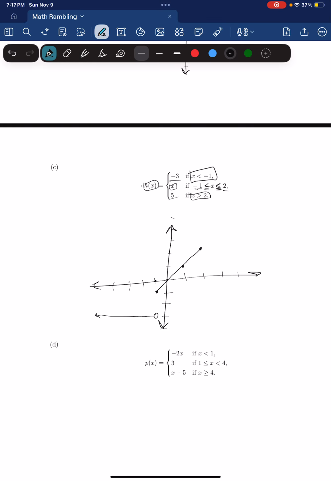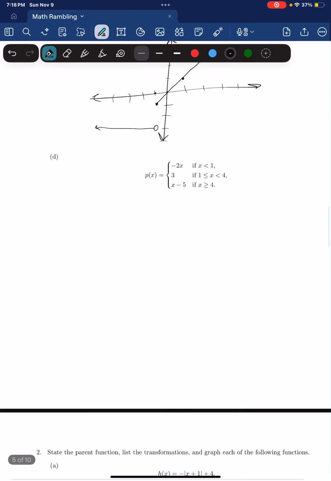So if x is greater than or equal to 2, here's 2, so here's an open circle, or just greater than 2. There's an open circle over 2. The graph h of x equals 5 is just a horizontal line at y equals 5. All right. The next one.